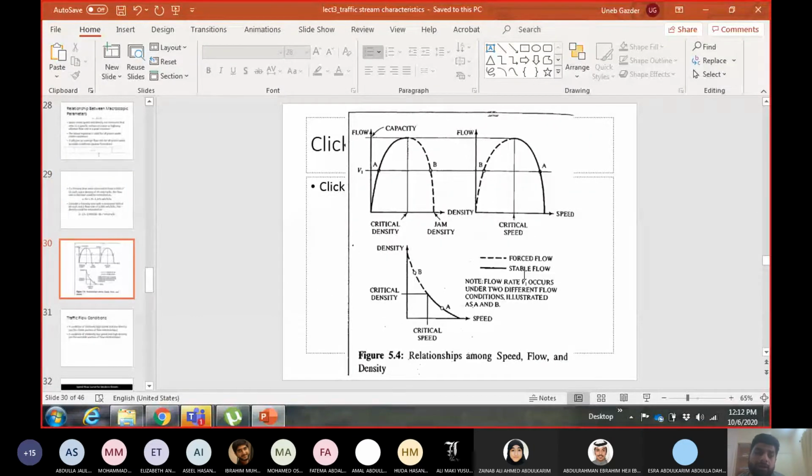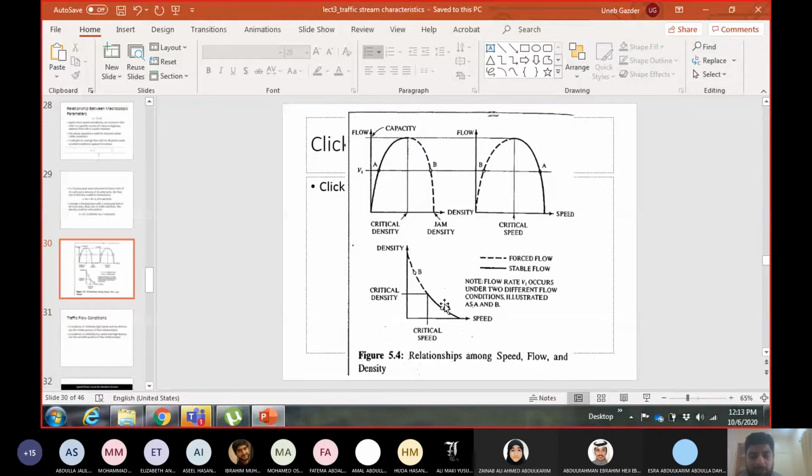Now let us look at the relationship between different pairs of macroscopic parameters. You can see 3 figures here. The first one, on the left hand side, top one, is between flow and density. On the right hand side, top, flow and speed, and the bottom one is between speed and density. Now let me explain the trends which are shown in these figures.